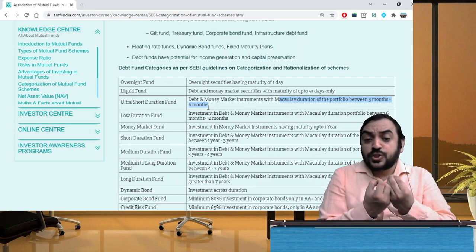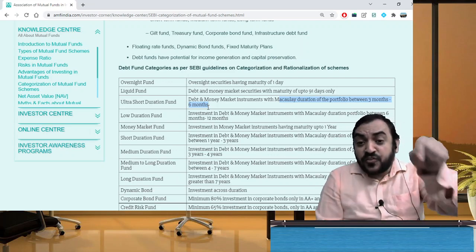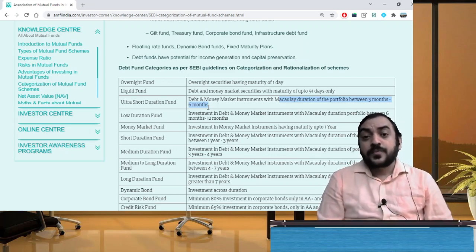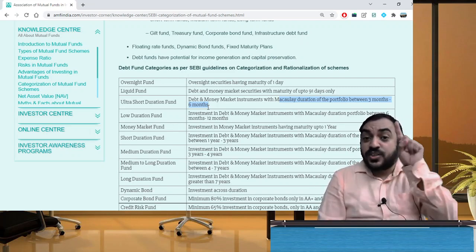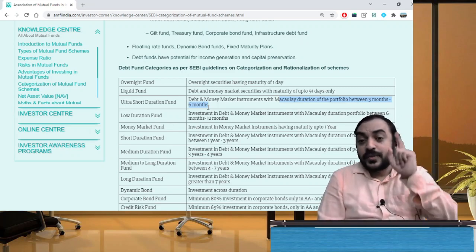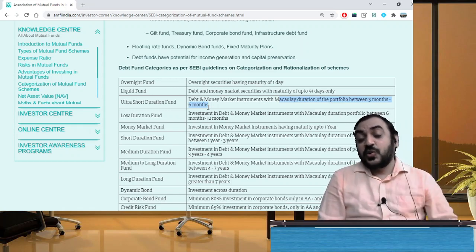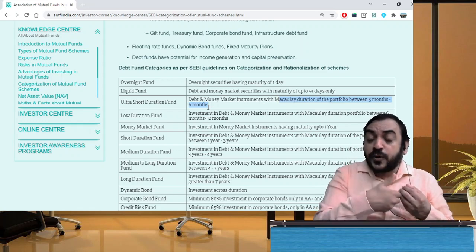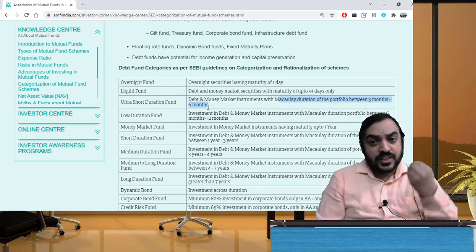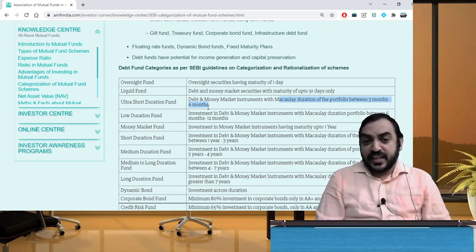What condition of those bonds must be there? You have to invest in a bond having Macaulay duration between 3 months to 6 months. So they have to calculate the duration of the bonds, and whichever fall into their category, you have to choose. Of course, if it satisfies the risk criteria as well.